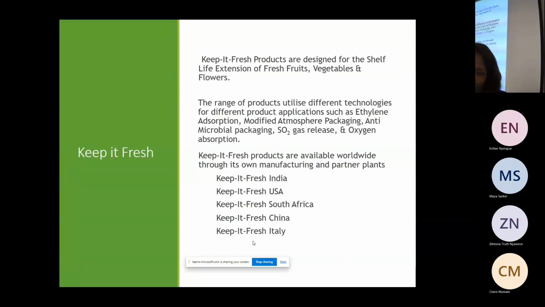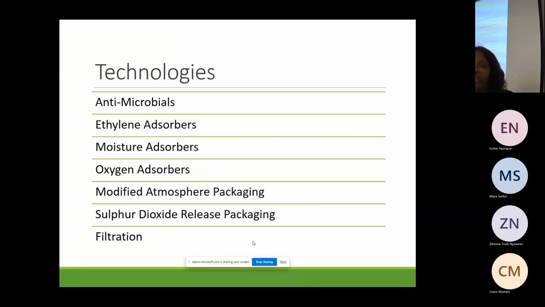So all these technologies that they'll be using, they'll be harnessing one of these to make sure that the shelf life of a product is extended. They have partner plants in India, USA, South Africa, China, and Italy. The technologies they're using are antimicrobials, ethylene adsorbers, moisture adsorbers, oxygen absorbers, modified atmospheric packaging, sulfur dioxide release packaging, as well as filtration. So we'll look at some of these in the case study.